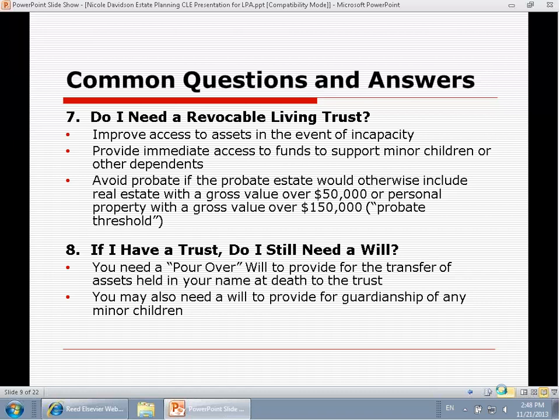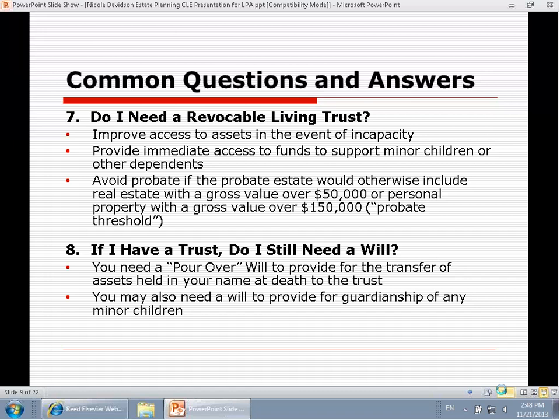The third reason for setting up a revocable living trust is to avoid probate. And that's the one that clients are going to be familiar with or most interested in. And it's strictly because of the financial cost and the financial benefit of not going through that process. So the cutoff that's important in this question of, do I need a revocable trust, is based on the size of the probate estate.